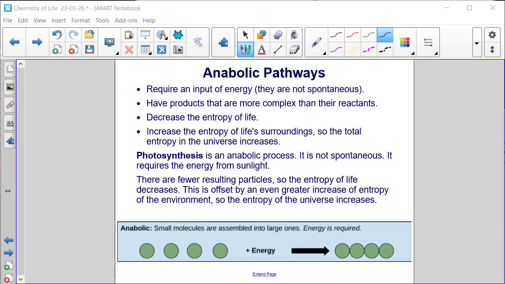Photosynthesis is an anabolic process. It is not spontaneous. It requires the energy from sunlight. There are fewer resulting particles, so the entropy of light decreases. This is offset by an even greater increase of entropy of the environment, so the entropy of the universe increases.